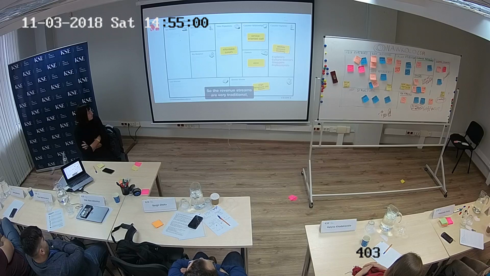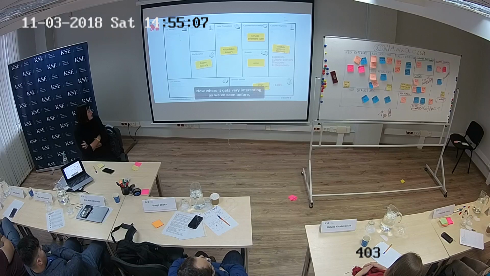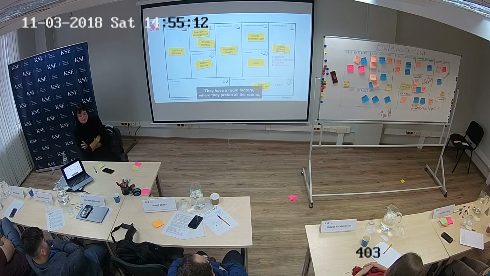So the revenue streams are very traditional, but they have higher revenues per room than the traditional industry standard. And where it gets very interesting, as we've seen before, is the backstage of the business model. They have a room factory, where they prefab all the rooms, which dramatically lowers the costs. And all they have to do, because they outsource the logistics and the supplies, is the operations management of the hotel. So they can run a hotel with over 200 rooms with only 5 staff. That's pretty impressive and much better than anything else in the industry.